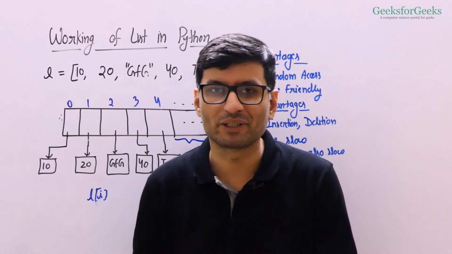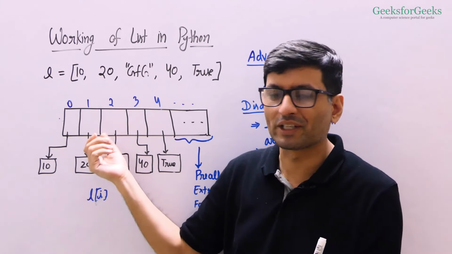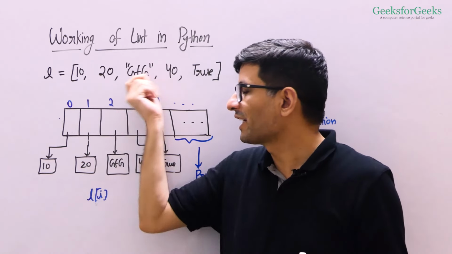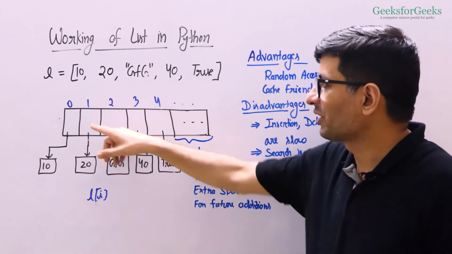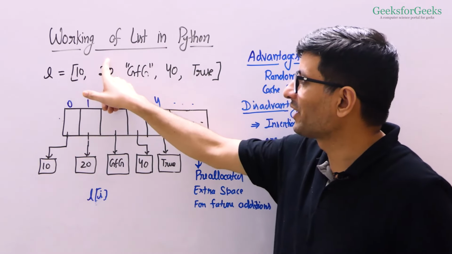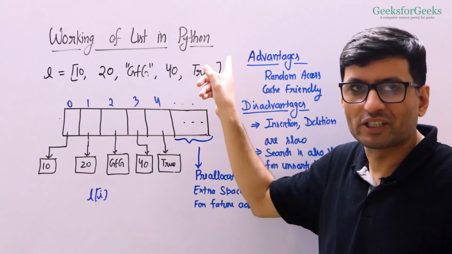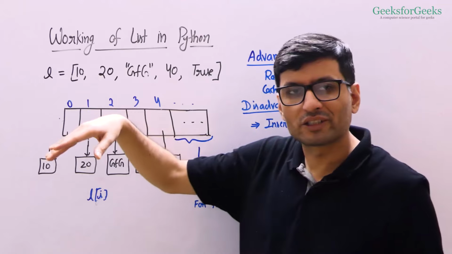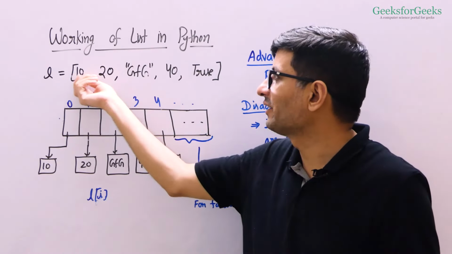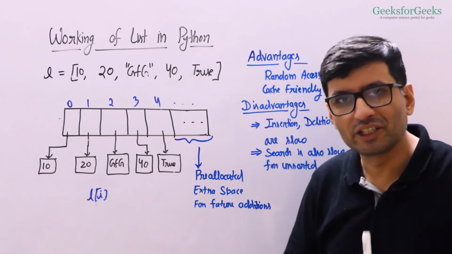Insertion: for example, if you insert an item at the beginning, since these references have to be at contiguous locations, to insert an item at the beginning you need to move every item one position ahead, right? So say if I want to insert a new item here, 5. What I'll do is move 10 here, 20 here, GFG here, then 40 here, then True here at the next location. And that is clearly linear time. Same is the case with deletion. If I want to delete 10, I'll have to move everything one location back. So insertions and deletions take linear time.